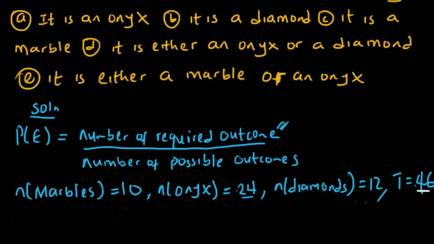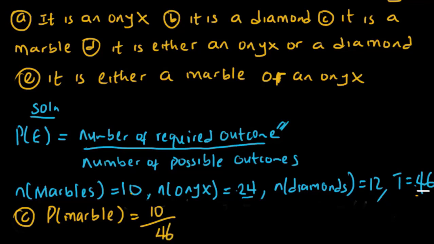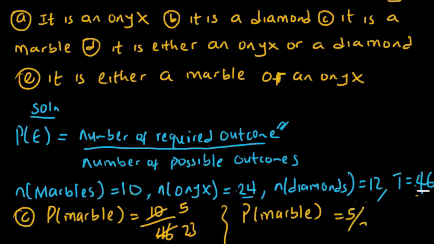So we have C. What's the probability that the stone picked is a marble? So probability that it's a marble. How many marbles do we have? 10 all over. What's the total number of stones? 46. 2 here 5, 2 here 23. So we have probability that it's a marble equals to 5 over 23. Do you understand this? Alright, so let's find D and E.